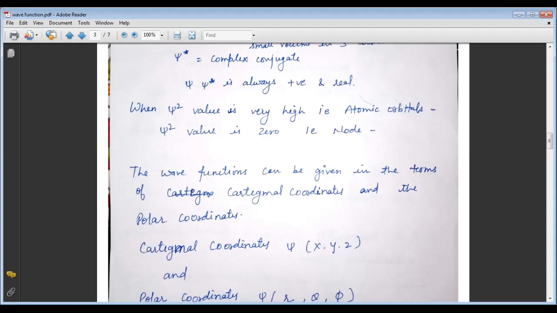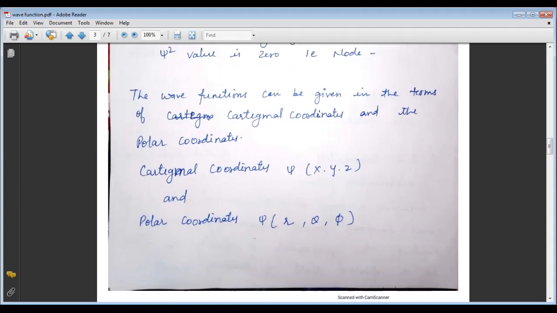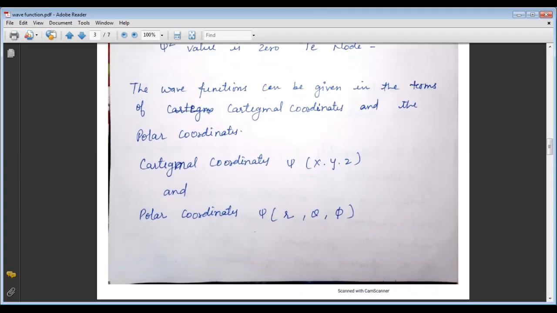Okay, so the wave function can be given in terms of the Cartesian coordinates and the polar coordinates. Either we take it around the axes, x, y, z, which are our axes, or it comes with angles. That is the polar coordinate. So here are the two coordinates. First is the Cartesian coordinate, these are x, y, z, and the polar coordinates are called r, theta, and phi.